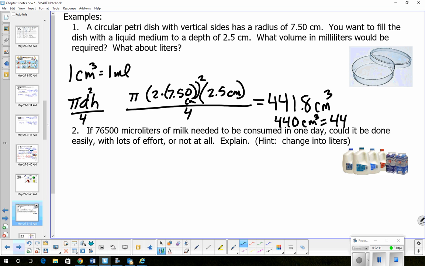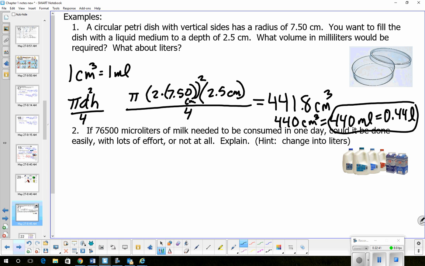440 milliliters. Now, we can go ahead and move it if you want to. What would it be in liters? Because it asks for it both. You'd move it 3, so it'd be 0.44 liters, and I would drop that last 0 because it's just a placeholder. Are we okay? Am I losing you? Where are we going?